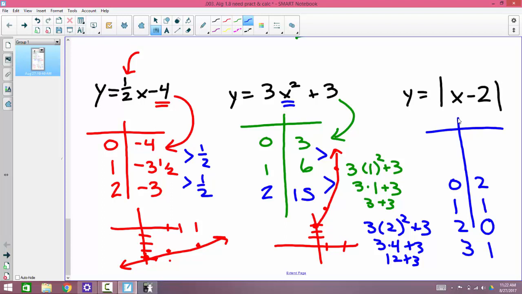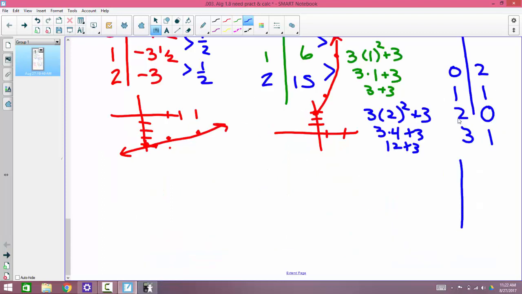So thinking of what a graph of this would look like, over 0, up 2, over 1, up 1, over 2, up 0, over 3, up 1. It's going to be some sort of like 2 lines making a V.